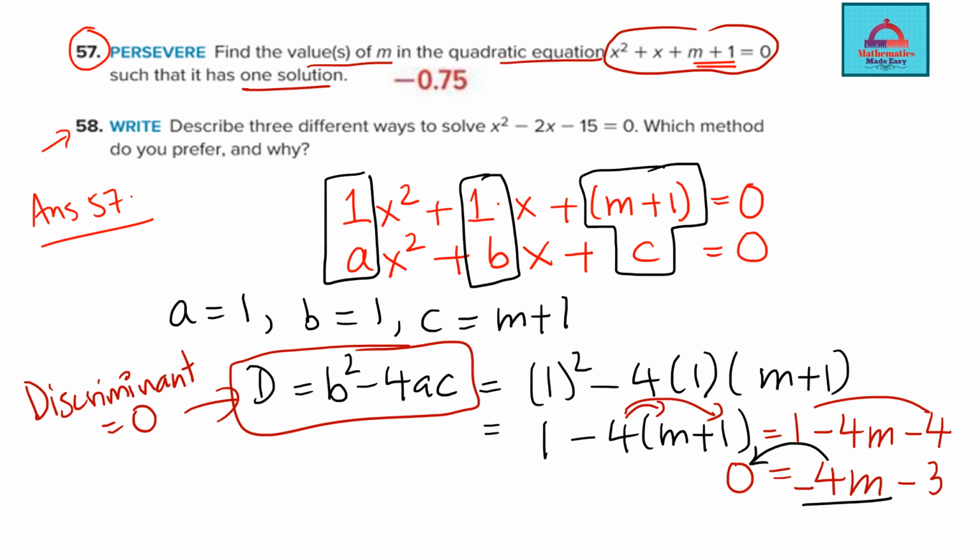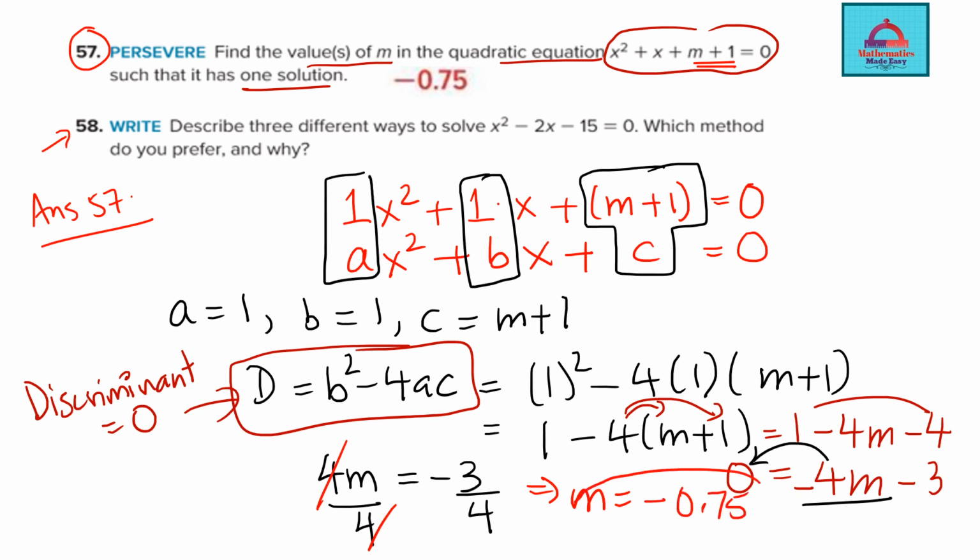This is my m value. I will move it on the other side. It will convert to positive. So 4m is minus 3. Divide both sides by 4 because I need my value of m. This goes. So my m is minus 0.75. So this is how you get your value of m from the question using the discriminant formula. Now try question 58. I will be giving you the quadratic formula for that, which you will use to solve the question.